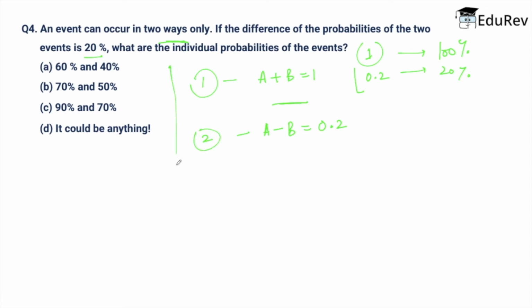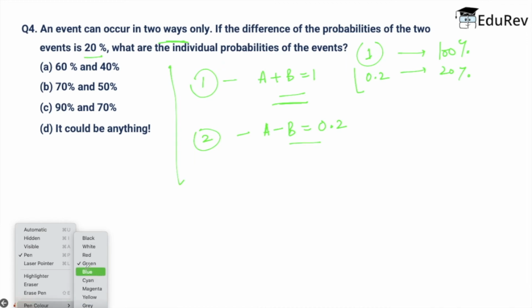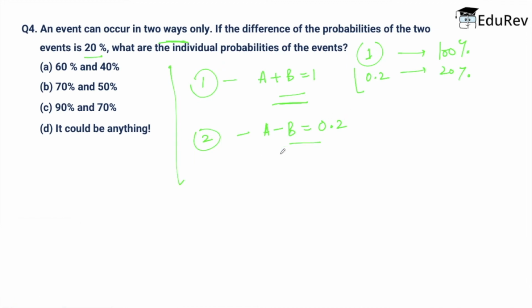Now, we basically have two equations, A plus B equals 1 and A minus B equals 0.2. We need to solve these two equations in order to calculate the respective answer that we want. Now if I add both of them, then what is going to happen? I'll get 2A is nothing but 1.2. So A is nothing but 0.6.